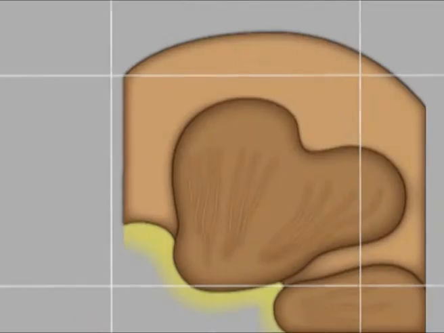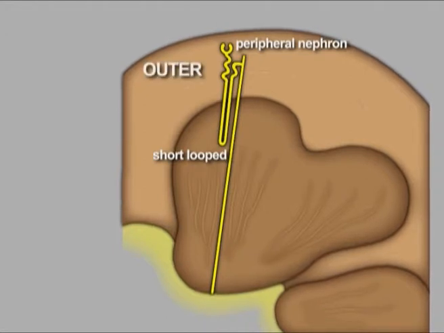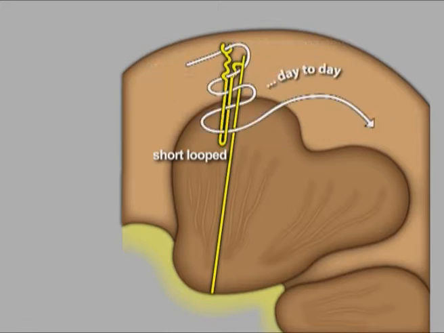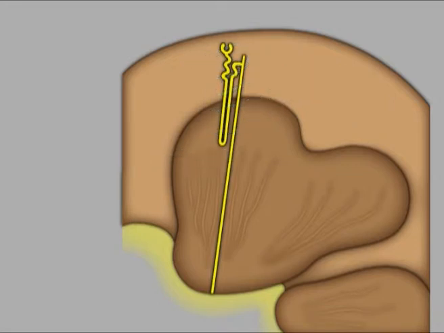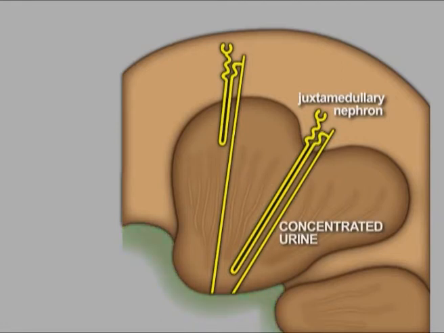On closer inspection, we can identify peripheral, short-loop nephrons in the outer zones. These loops descend to the outer pyramidal regions of the medulla. They perform most of the day-to-day filtration operations, and their ability to concentrate urine is modest. The inner, or juxtamedullary nephrons, have long loops of Henle that dip deep into the medullary apical regions. These nephrons are distinguished for their ability to produce a markedly concentrated urine.